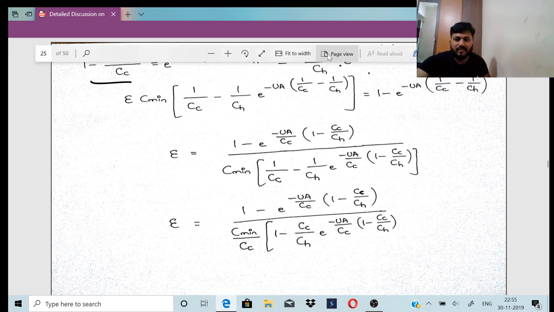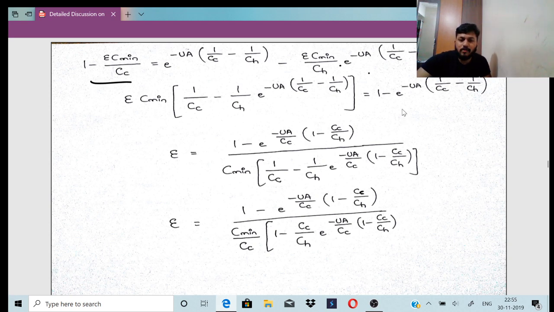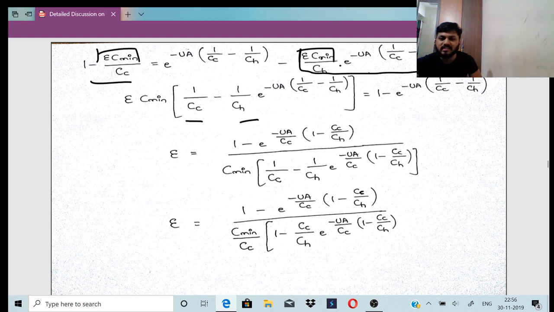Now what shall I do? I will take 1 minus e power minus UA (1/Cc − 1/Ch). Okay, 1 minus will be on the one side. In the next side, I will take epsilon Cmin as common. Epsilon Cmin is common here only. What will we get? We will get (1/Cc − 1/Ch) into e power. So this e power term is a single term: e power Cmin by Ch into e power minus UA into 1/Cc by Ch. This is a single term.